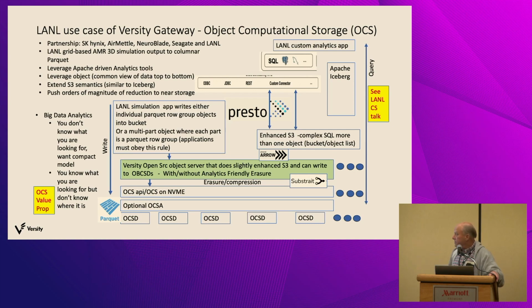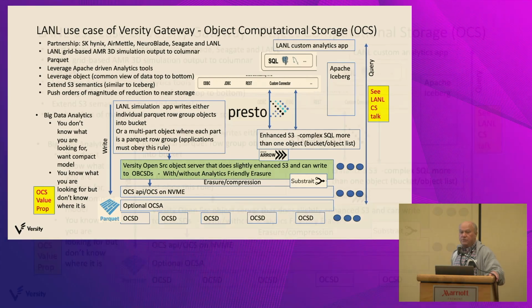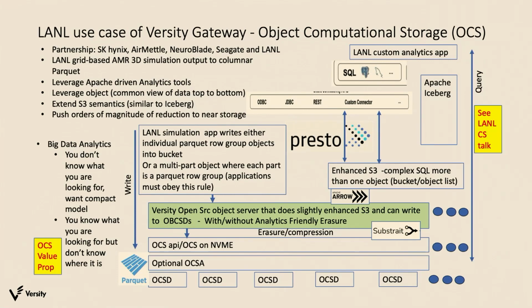The query side is basically trying to just use the Apache ecosystem for that. So an app would use ODBC or whatever to open up a conversation with something like Presto, and Presto would farm out a lot of tasks. We would push the query down as far as we could, and we use Substrate for that.